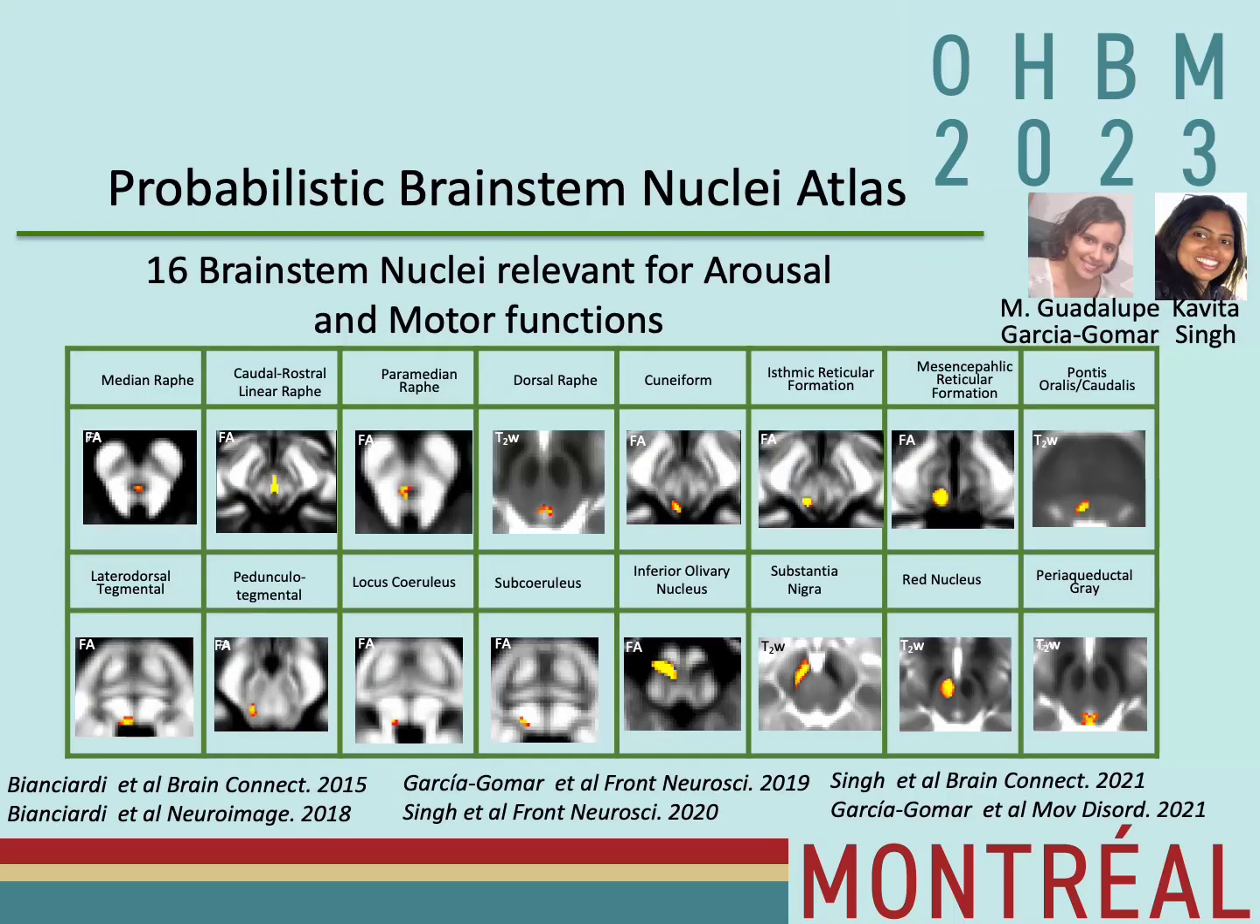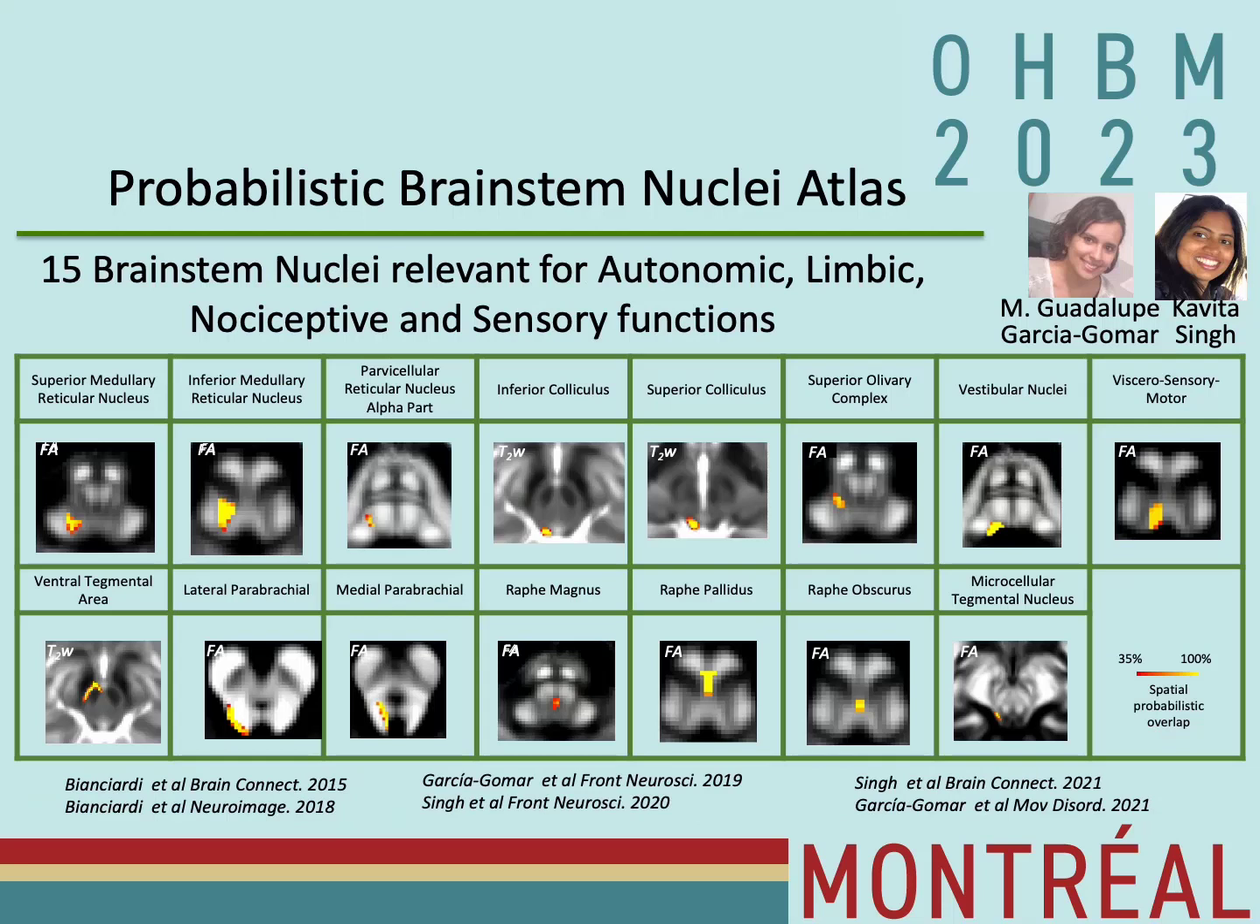Of the 31 brainstem nuclei, 16 were arousal and motor brainstem nuclei, such as raphe nuclei, reticular formation nuclei, cholinergic nuclei, noradrenergic nuclei, and other motor and arousal nuclei. And the other 15 nuclei are relevant in autonomic, limbic, and nociceptive functions, as well as in sensory vestibular functions. Delineations were performed by 2 postdocs in my lab at that time, Guadalupe Garcia Gomar and Kavita Singh, and by myself, across 6 years, and this work led to the 6 publications listed below on this slide.